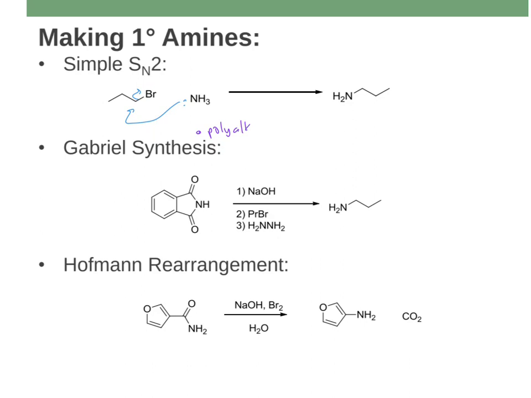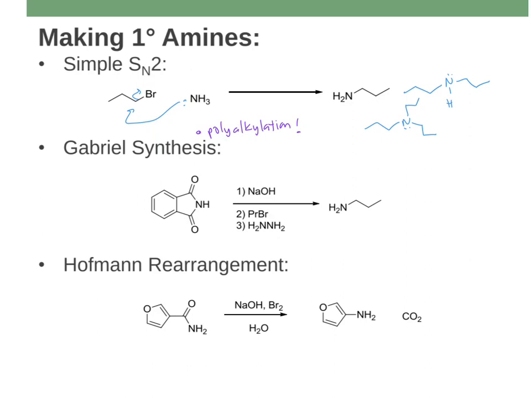Polyalkylation. Alkylation is a problem. So I might get this primary amine like I wanted, but I might also get the dialkylated secondary amine, or the tertiary one, or even the quaternary one, the quaternary ammonium salt, right? So I would get a mixture of amines and I'd have to fish them out.